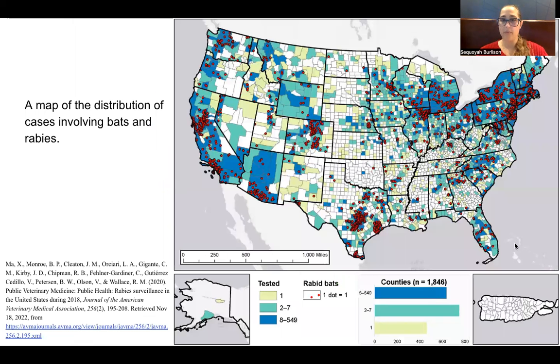Here's another map representing the United States and all the bats that have rabies. The colored sections are areas where they had tested bats locally, while all the red dots are positive rabies cases.